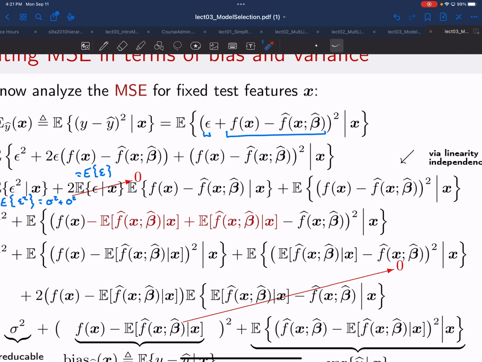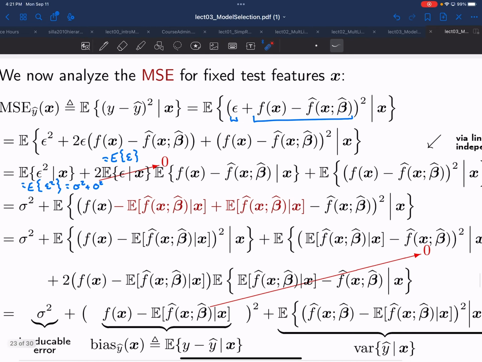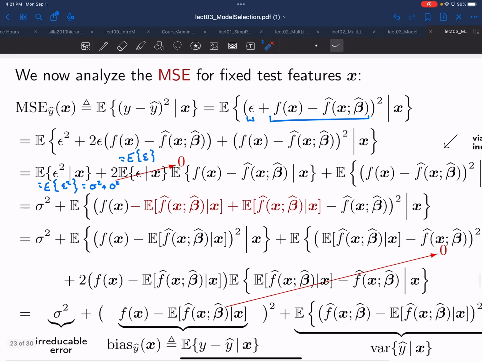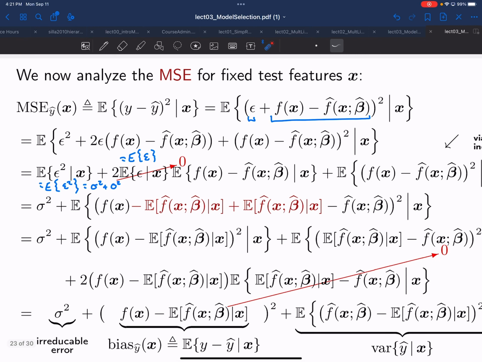Okay, so let's try to attack this last term. What I'm going to do is something that might be a little non-intuitive if you haven't seen this kind of stuff before. I'm going to subtract and add an identical quantity in the middle, which is basically like putting in a 0. That's a clever little trick.